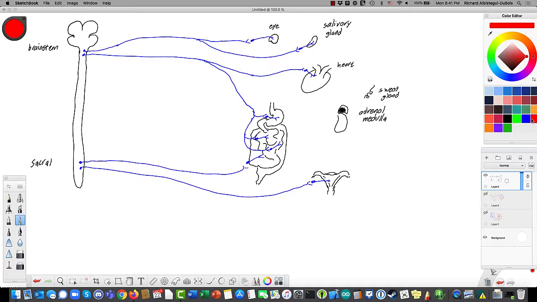Now let's take a look at the sympathetic pathways. Those preganglionic cells are going to start here in the thoracic and lumbar parts of the spine.